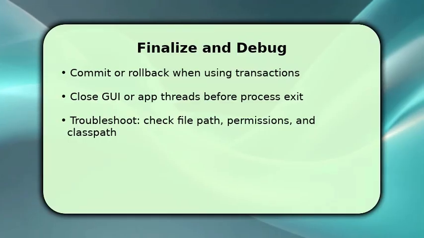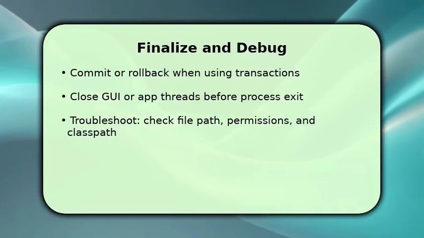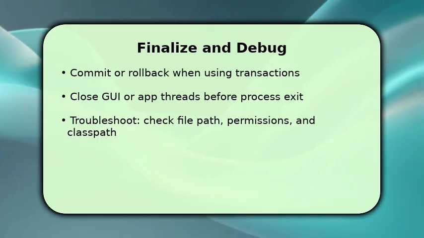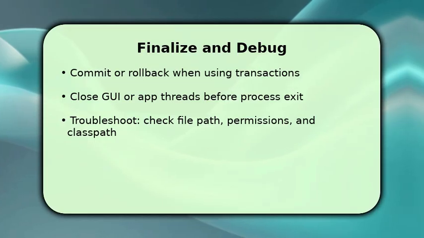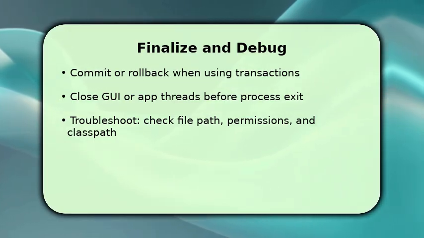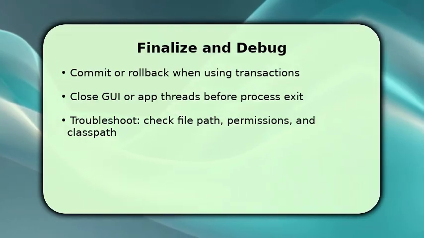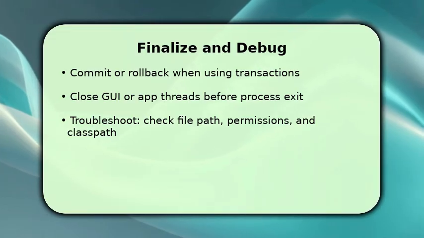You're wrapping up by handling finalization and basic debugging steps. If you modify data, commit or roll back transactions explicitly so changes persist. Auto-commit defaults can surprise you. Make sure any UI or background threads finish before the JVM exits, otherwise open connections might remain.